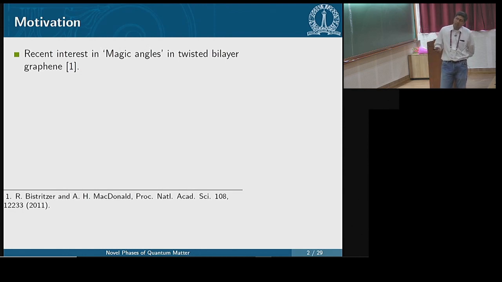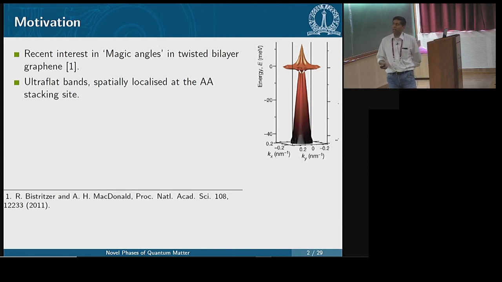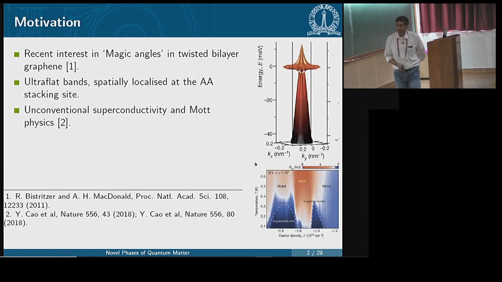As you all know, there has been a recent interest in magic angles in twisted bilayer graphene, and we heard several talks here about that topic. The reason people are interested in this is because it shows lots of interesting physics. But the primary driver of that interesting physics is that there are flat bands which are spatially localized at some stacking site in this twisted bilayer structure. This is a picture that you have probably seen several times in the conference.